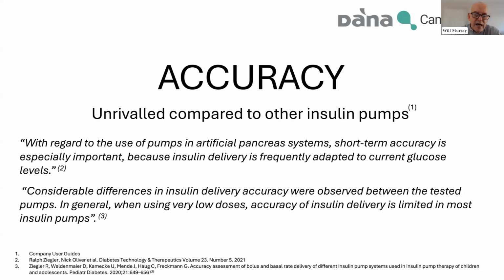But with an algorithm like CamAPS, where it's delivering insulin every 8 to 12 minutes or so, the amounts of insulin are minuscule, tiny, tiny little amounts. So with the Dana pump at plus or minus 4%, it's delivering pretty much what it's been asked to deliver. There are other pumps out there where the error can be as high as 20 or 30%.